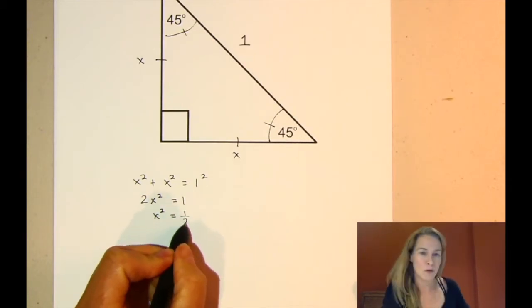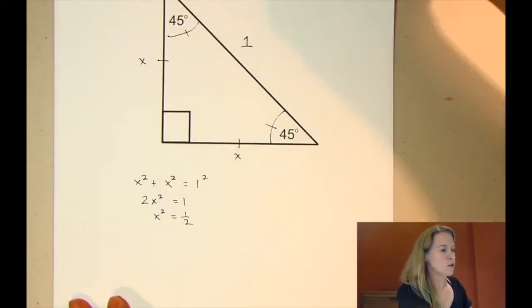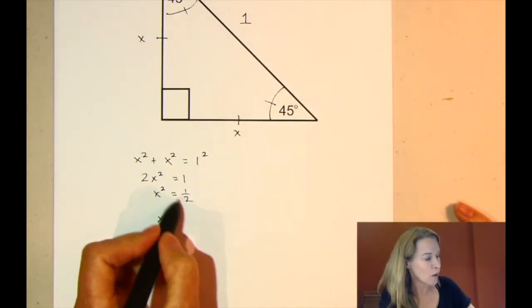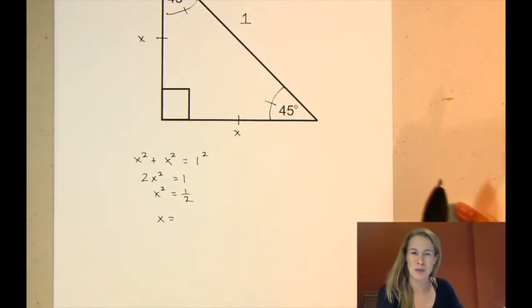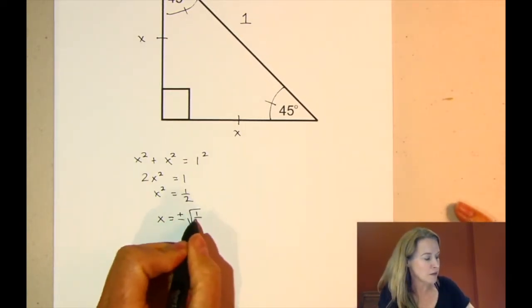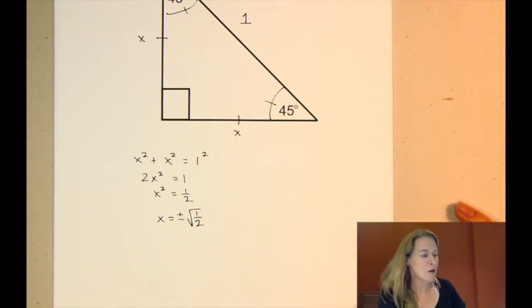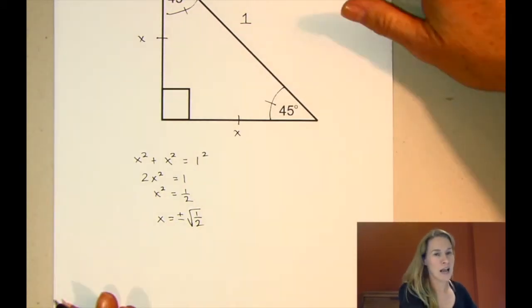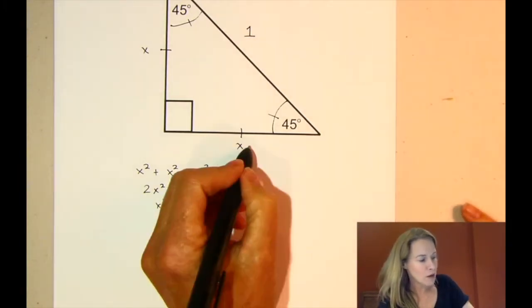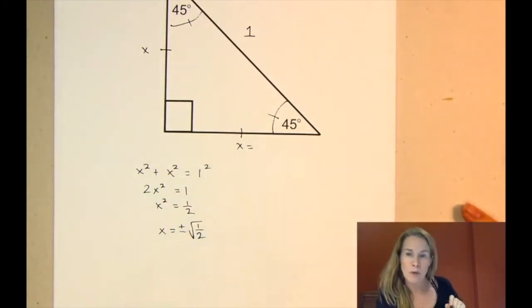And x squared is equal to 1/2. And of course, when you square root each side of that, so square root x squared, I have x. Square root the other side, now I've introduced the square root, so I have to introduce a plus or minus, and that's plus or minus the square root of 1/2. Now, since we're talking about the length of the side of a triangle, the negative doesn't really make a whole lot of sense here. So what I know is each side is the square root of 1/2.